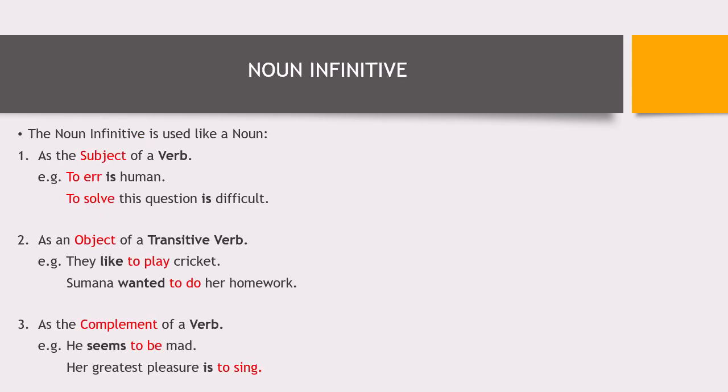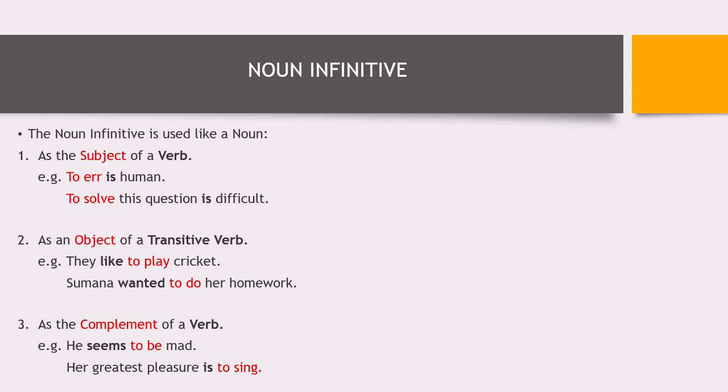Noun infinitive. The noun infinitive is used like a noun, 1. As the subject of a verb. For example, to err is human. To err is the subject of the verb, is. To solve this question is difficult. To solve is the subject of the verb, is.